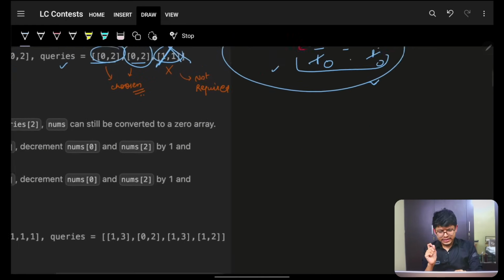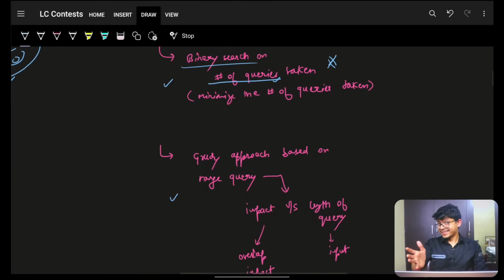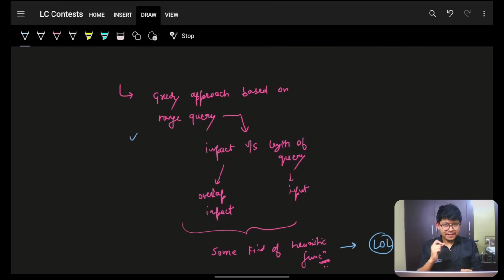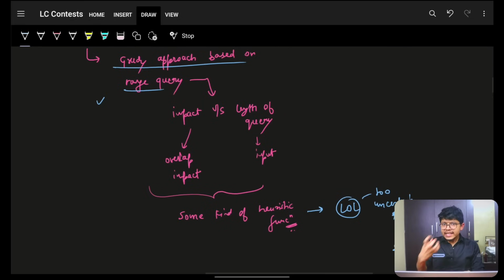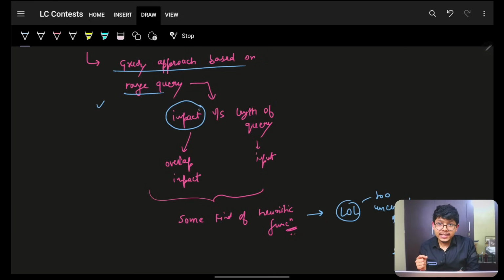Next approach: because there is a range-based operation happening, folks can start thinking about range-based queries. On top of it, we might think that I have to approach this problem by removing some queries, so maybe let's greedily try to remove or take some queries. When I say greedily, you know that there is one such query. For a query to be used, I will judge it on the basis of its impact, and by impact I mean how many queries are overlapping on that nums of i.